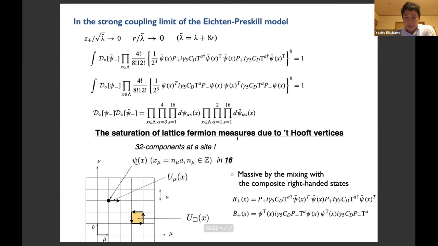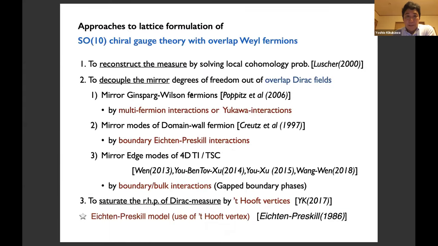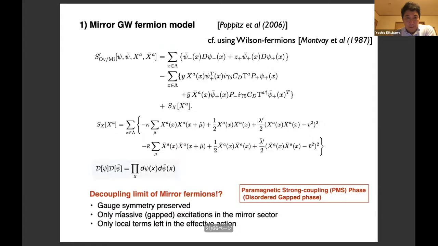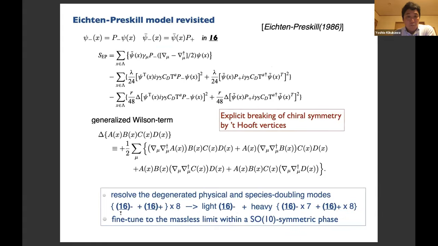As I discussed, these three approaches are related to each other, and we can discuss them in the Euclidean formulation with overlap fermions. And to consider how to gap the mirror fermion sector, it is very instructive to reconsider the Eichten-Preskill model. Let me discuss the original Eichten-Preskill model.